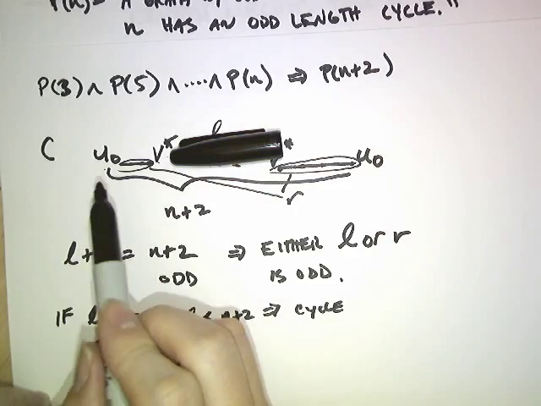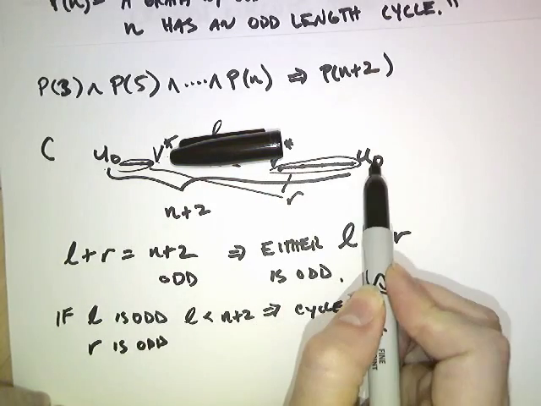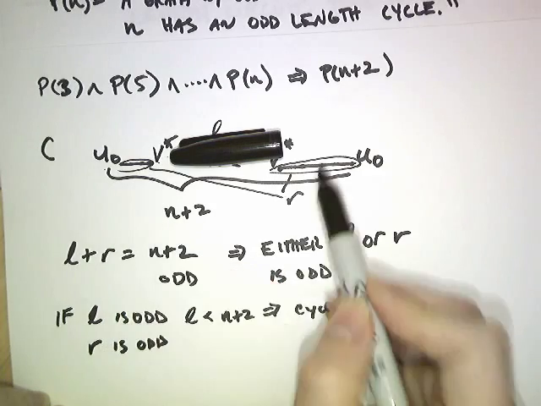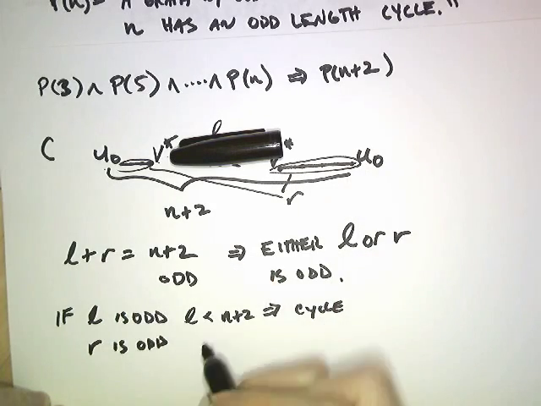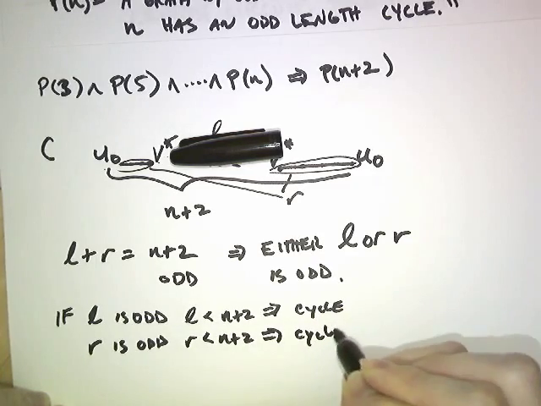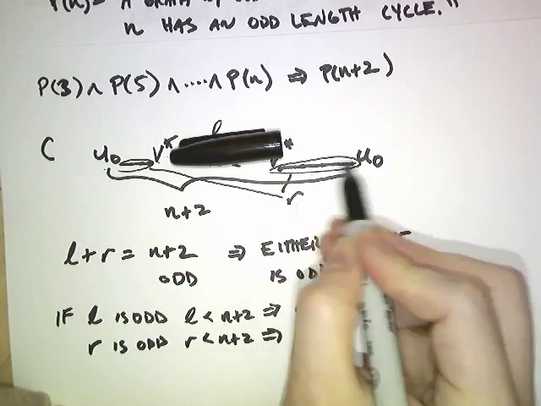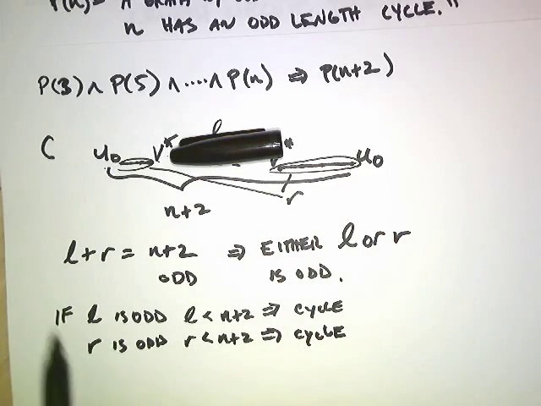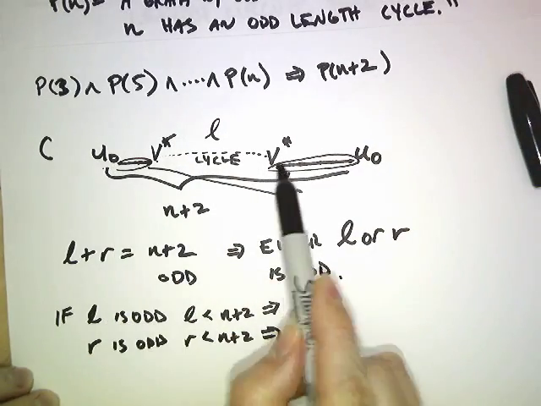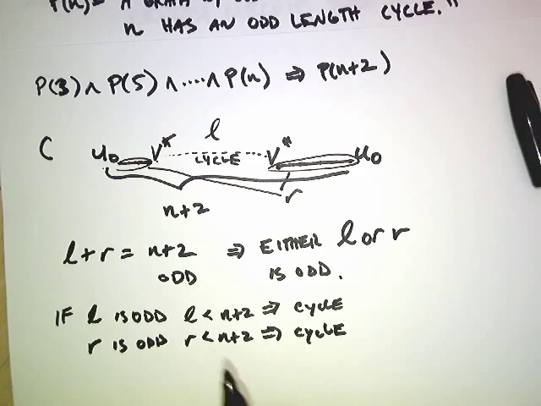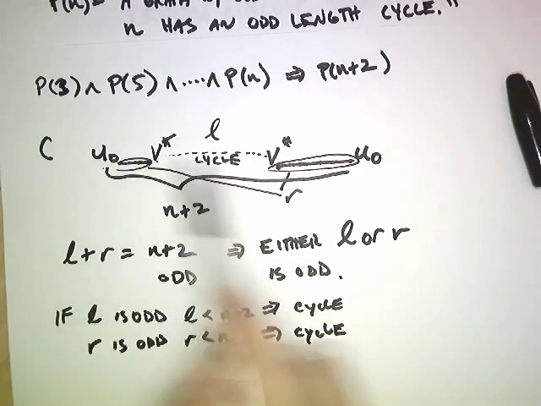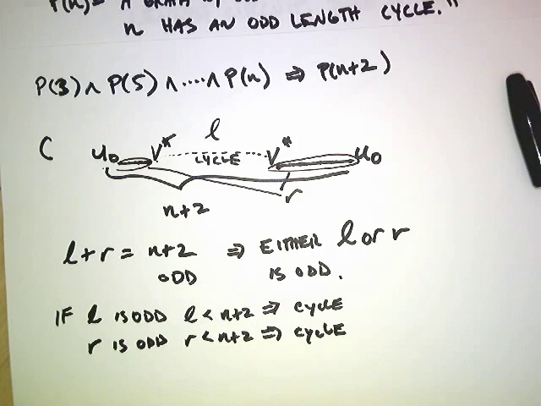We start at u0, we go to v star, and then we continue off and go back to u0. That's an odd length circuit. It starts at u0, it ends at u0. It has length r. R is less than n plus 2. That implies that there's a cycle sitting in here somewhere. So in either case, we've either found a cycle here or we've found a cycle in here by applying the inductive hypothesis to either this segment of the circuit or this segment of the original circuit.